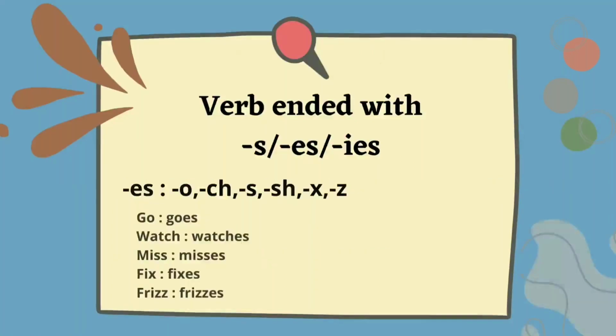Verbs ending with o, ch, s, x, or z use es. For example, the bare infinitive of the word go is transformed into goes. Watch becomes watches, miss becomes misses, fix becomes fixes, and frizz becomes frizzes.